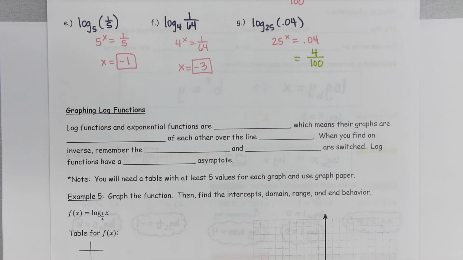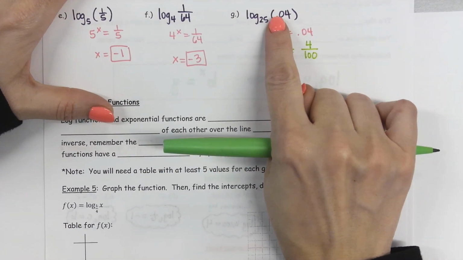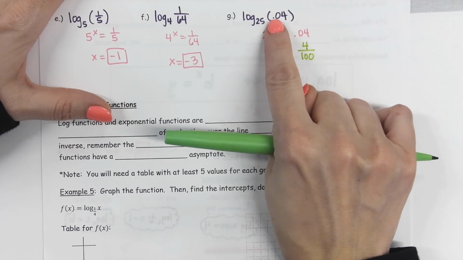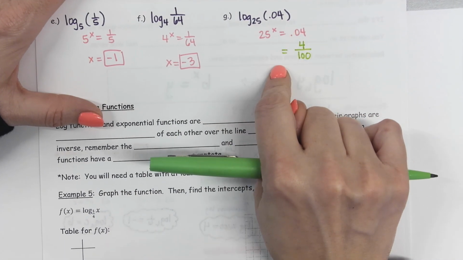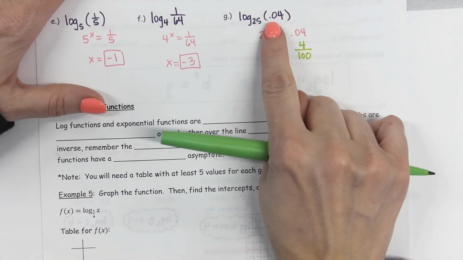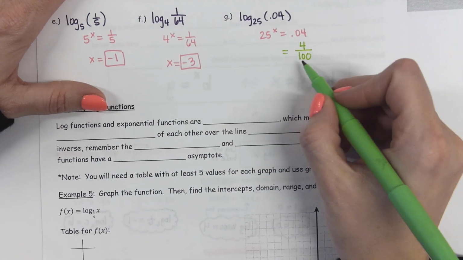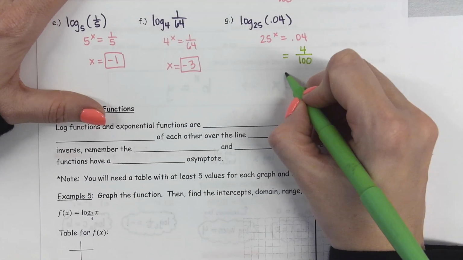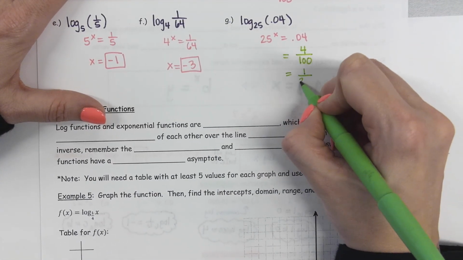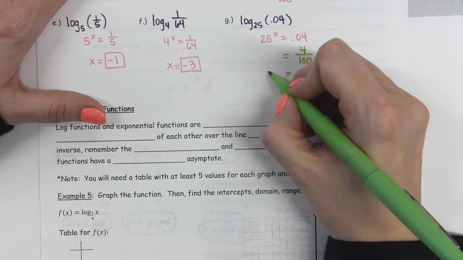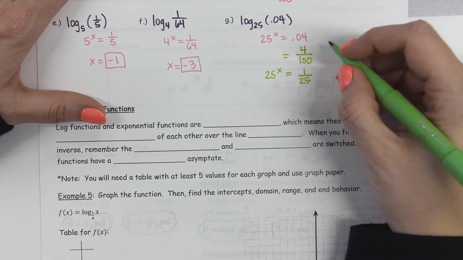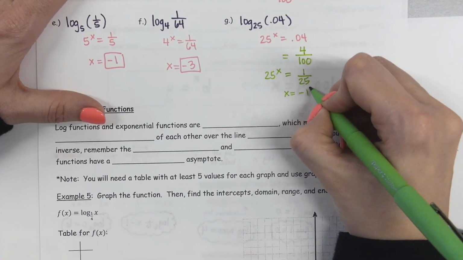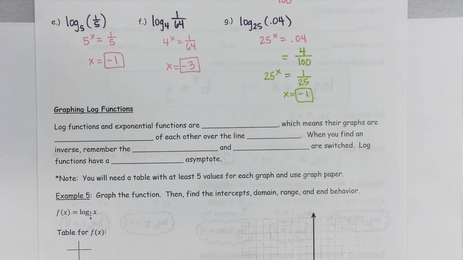Okay, so anytime you have a decimal, you can rewrite it in whatever place it is. So if it's 0.04, okay, so tenths, hundredths, it'll go over 100. If it was 0.4, you put it in the tenths. Okay, if you had 0.004, go over 1,000. And then this one you can reduce. And you should reduce it because you're going to be able to see the pattern a lot quicker, right? So 25 to what power is 1 over 25? -1. Okay, so that is going to be your final answer.